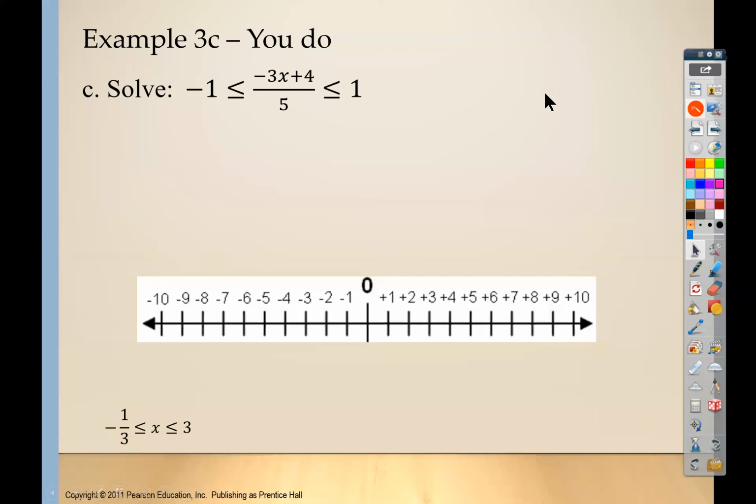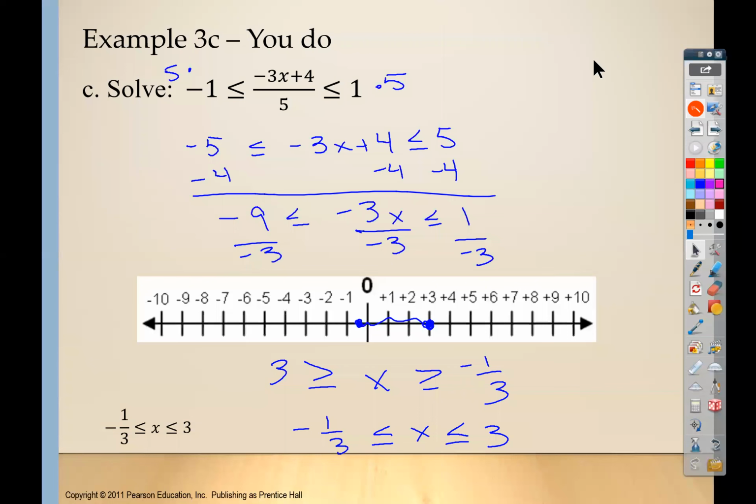Okay, I want you to try this one, so go ahead and pause it. Okay, if you worked it out, you should have gotten that. Negative 1/3 is less than or equal to x is less than or equal to 3.